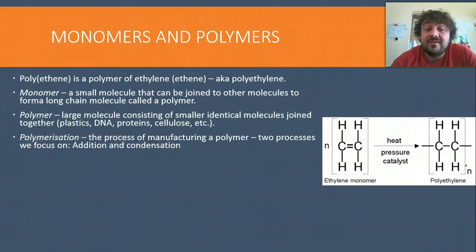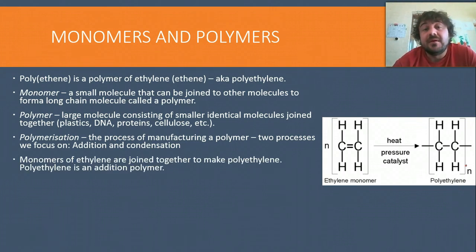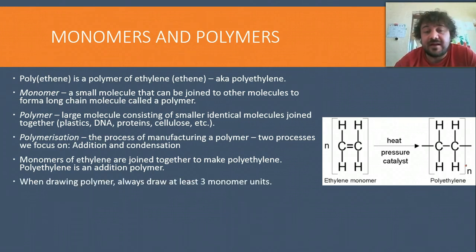Now, there's polymerization. So this is the process of making a polymer. Now, we're going to focus on two this course. One will be addition, which is what we're going to talk about today. And then there's condensation, which we'll get into when we talk about biopolymers like cellulose. Now, monomers of ethylene are joined together to make polyethylene. So we'll just go for a quick breakdown of how that happens.